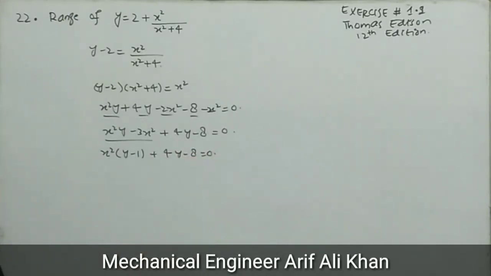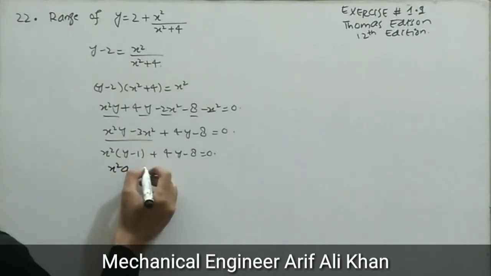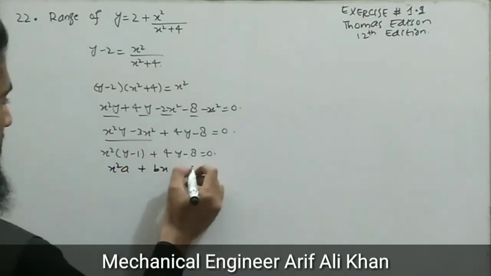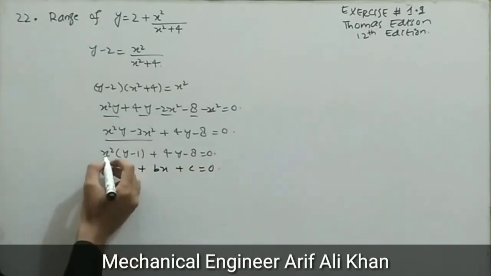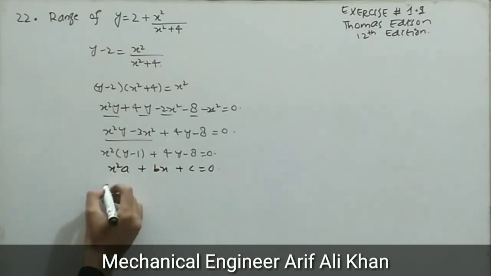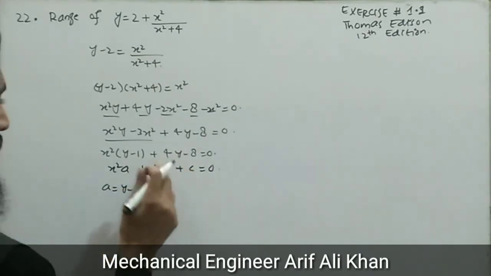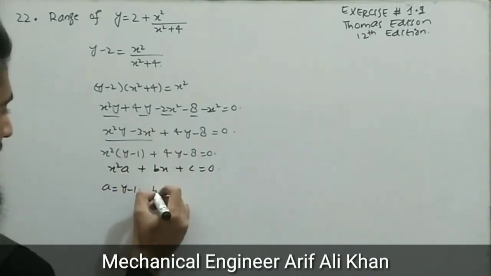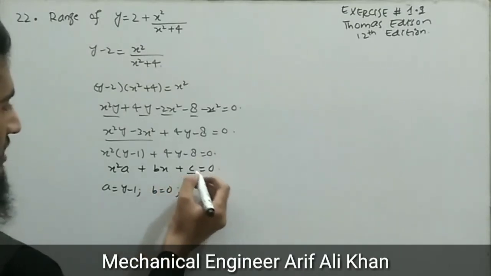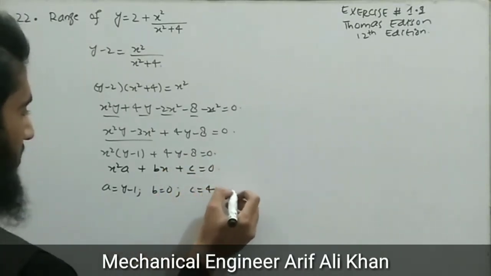Now comparing with the standard form of the quadratic equation, ax square plus bx plus c is equal to 0. The coefficient of x square over here is y minus 3, and the coefficient of x square is a. So it means that the value of a is y minus 3. And over here bx doesn't have a value in this equation, it means that we will take b equal to 0. And our c is a constant which plays the role of 4y minus 8. So c will be equal to 4y minus 8.